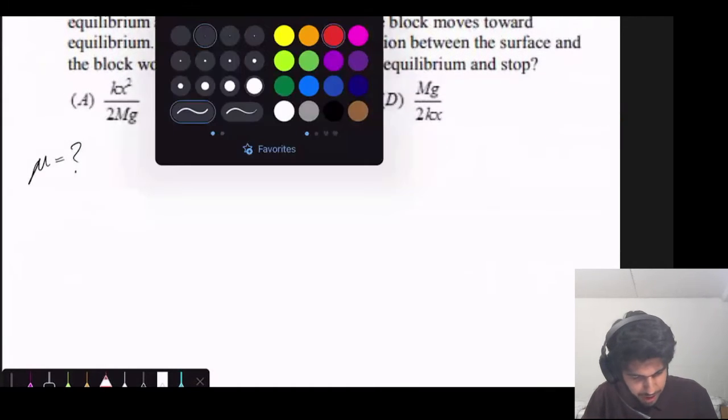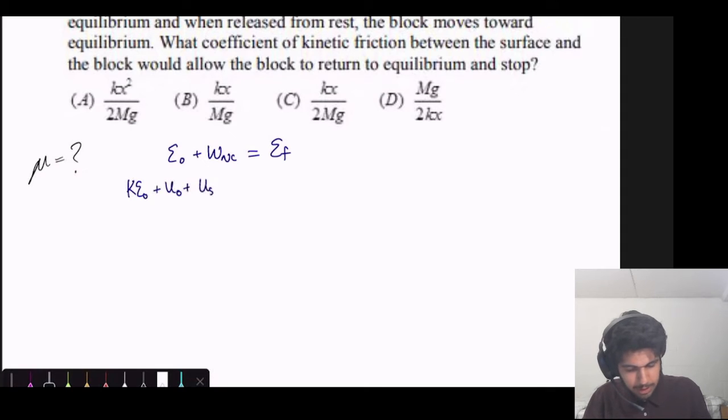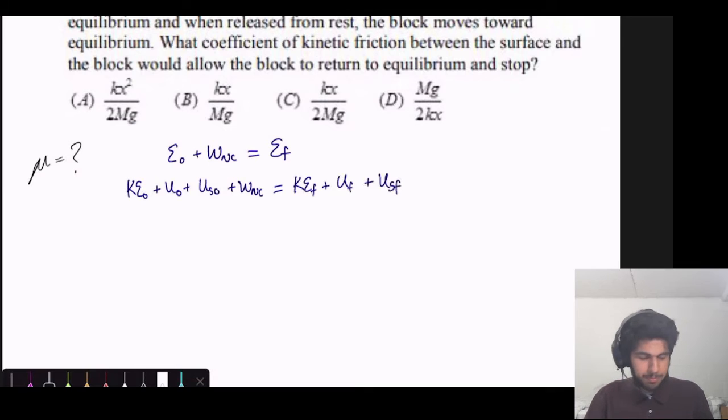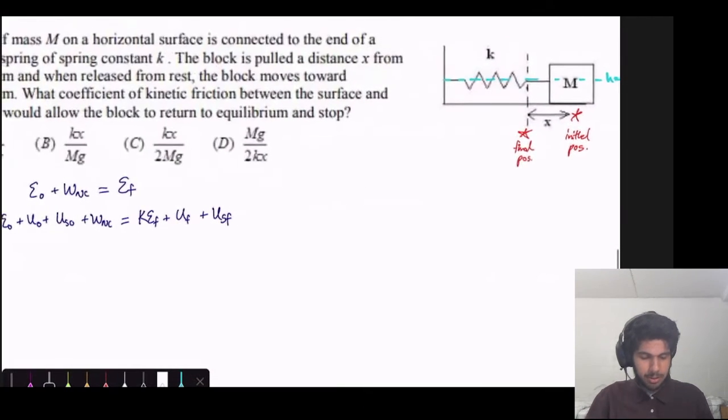I'm not feeling red, I'm feeling blue. So initial energy plus work non-conservative equals energy final. If we write this out, we get KE initial plus U initial plus US initial plus work non-conservative equals KE final plus U final plus US final. So now we need to figure out, do any of these quantities go to 0?